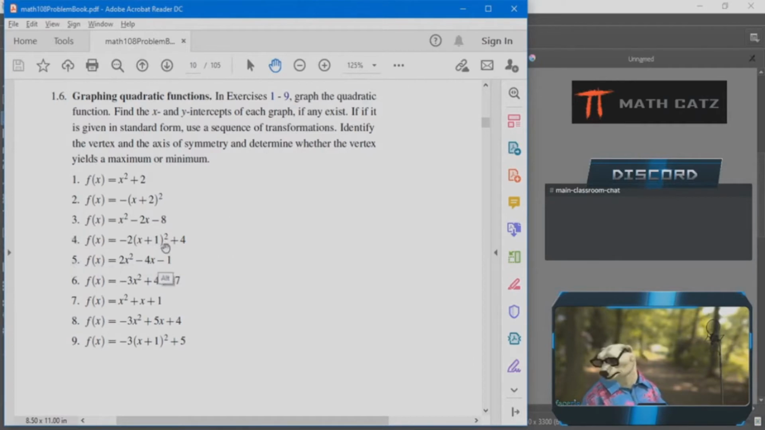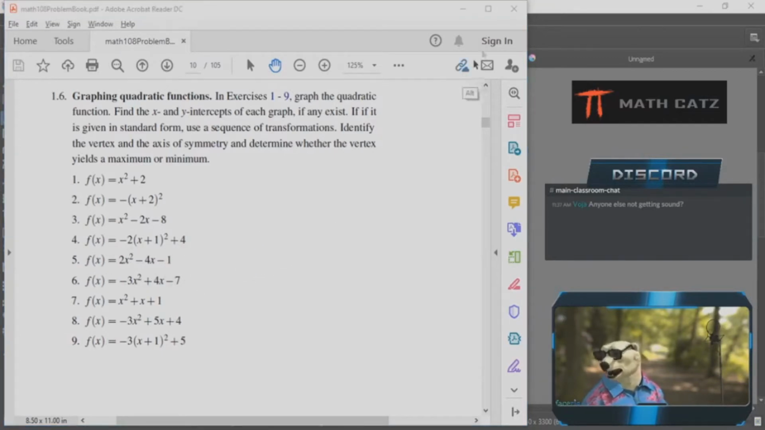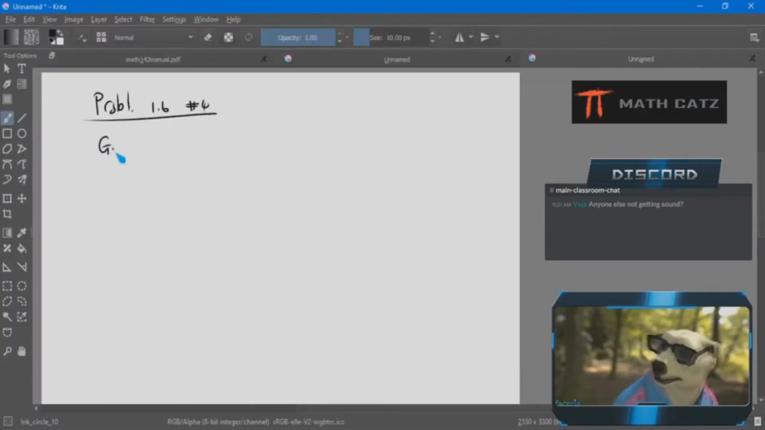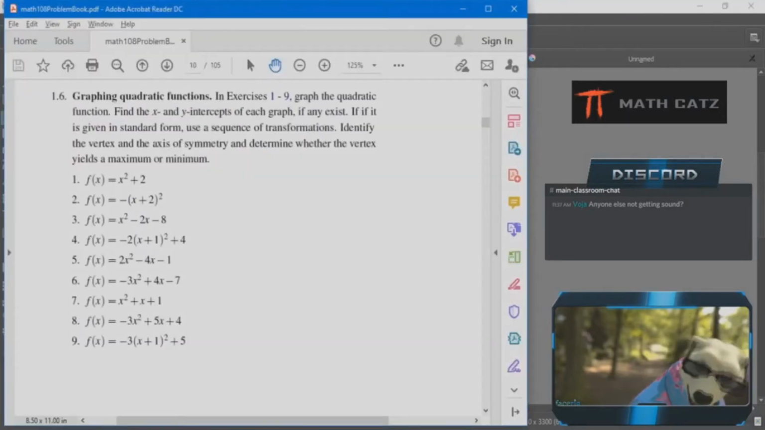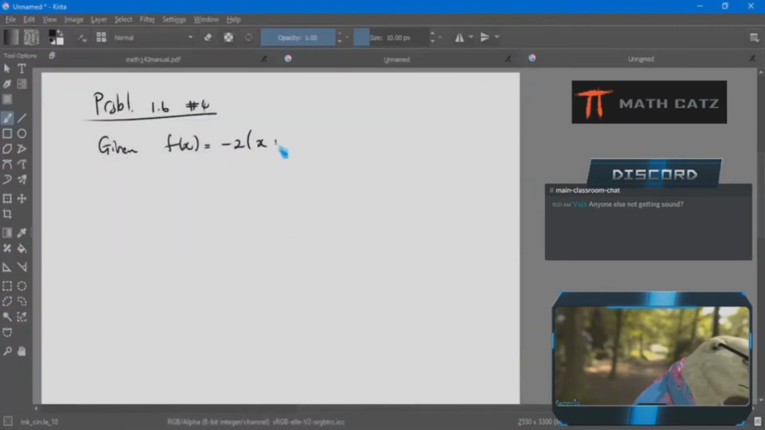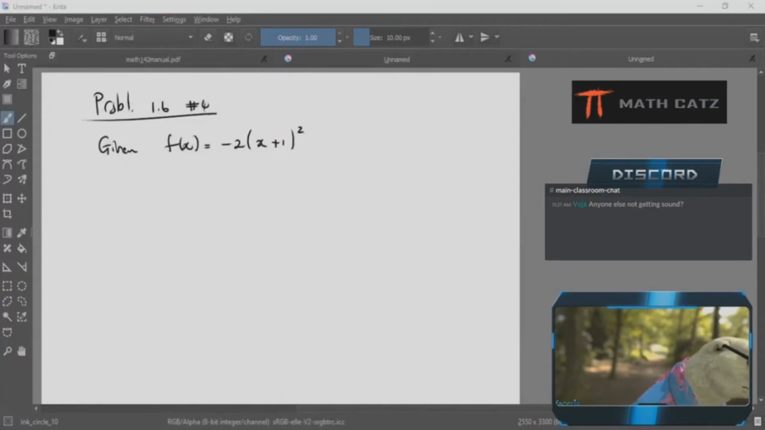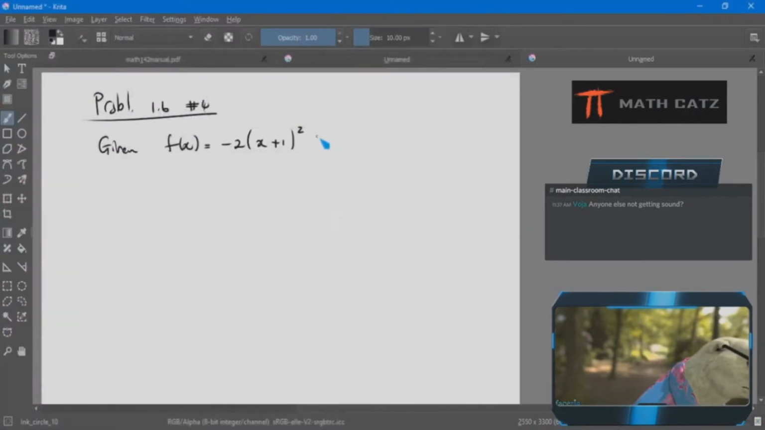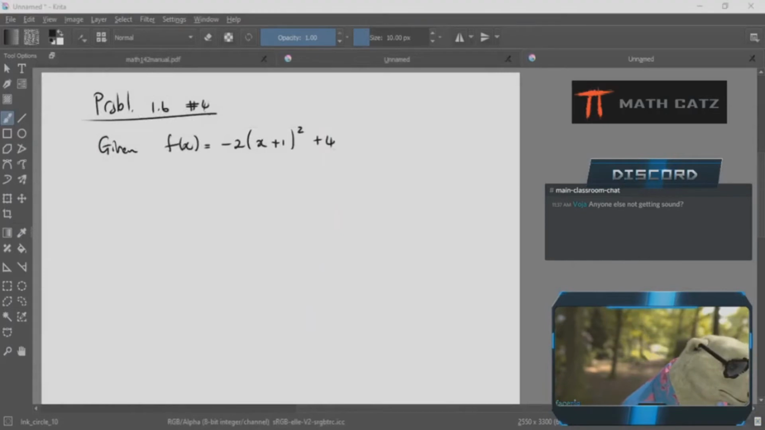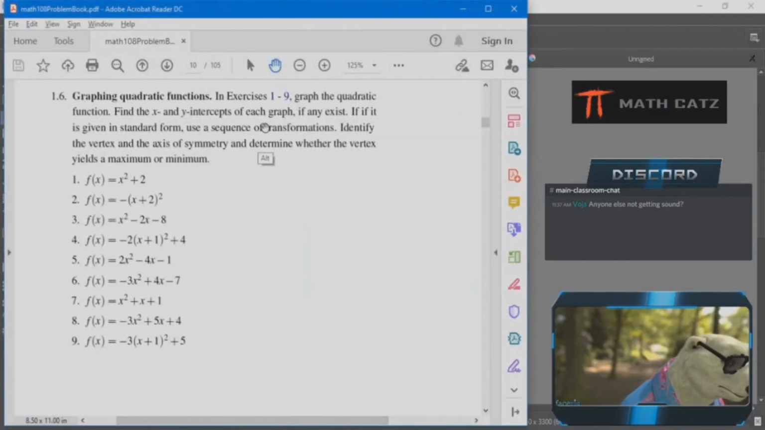Number 4. So I ultimately have to graph and figure out f of x. So we're given f of x equals -2 times (x plus 1) squared, and then we have a plus 4. All right. Now it says here, do it by way of a sequence of transformations.